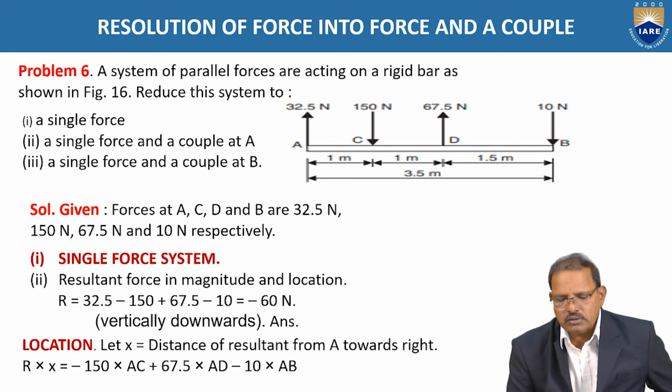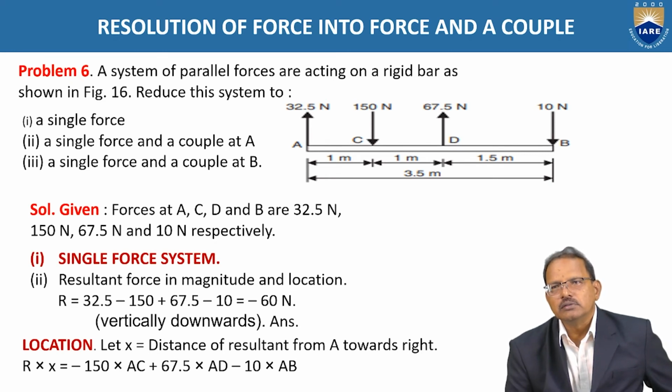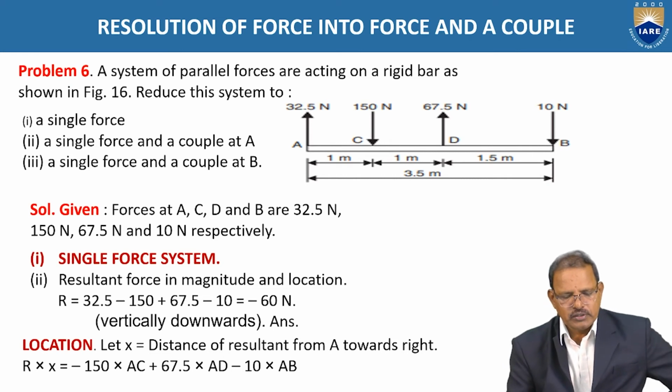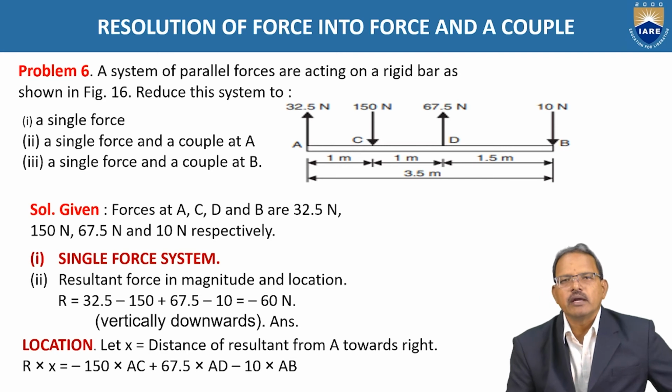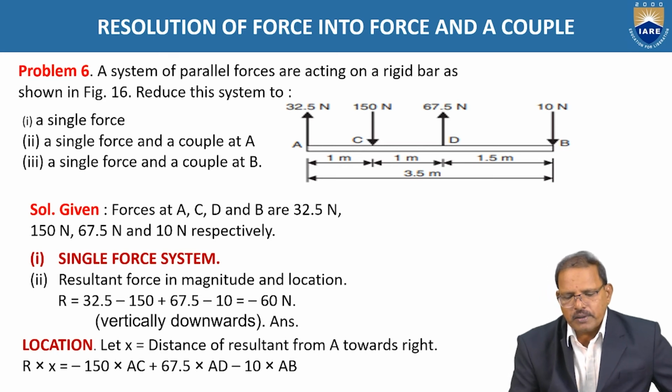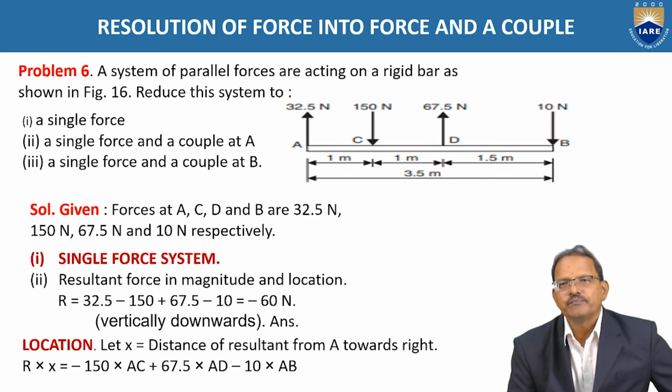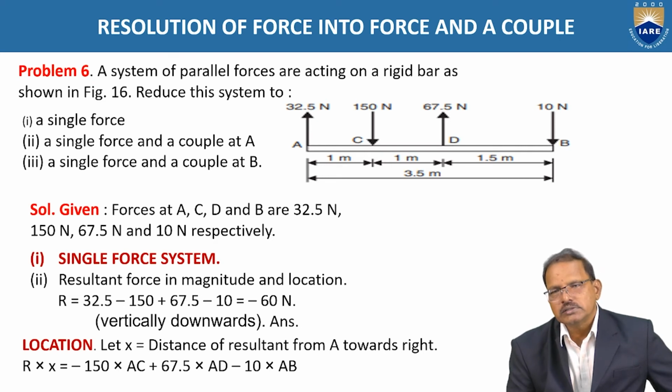Similarly, the distance between AC is equal to 1 meter, AD is equal to 2 meters, and AB is equal to totally 3.5 meters. Now, single force system, that means these four forces are replaced by a single force having the same magnitude. The 32.5 newtons force at A is acting upward, so it is a positive force. At C, 150 newtons downward, so negative. At D, 67.5 newtons acting upward, so positive. Again at B, 10 newtons acting downward, so negative.